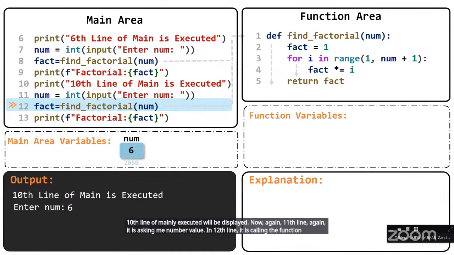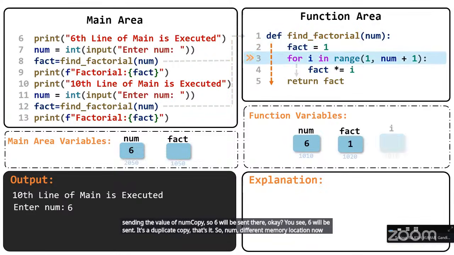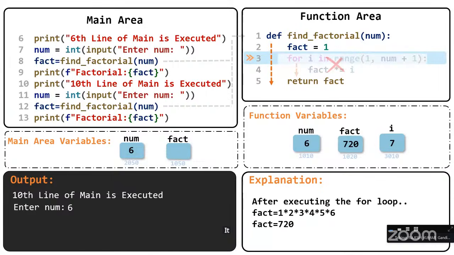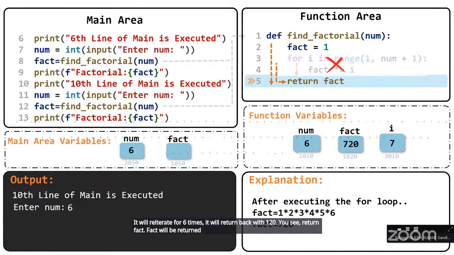It is sending the value of num copy. So 6 will be sent there. Okay, you see 6 will be sent. It's a duplicate copy. That's it. So num, different memory location. Now the function will be executed. It will reiterate for 6 times. It will return back with 120. You see return fact. Fact will be returned. The value inside fact will be returned.